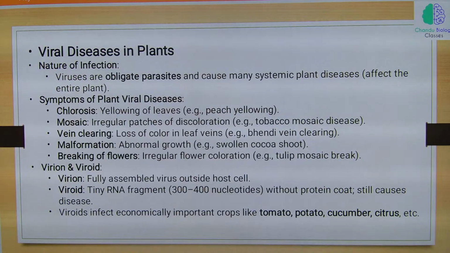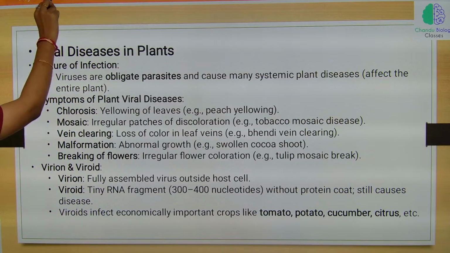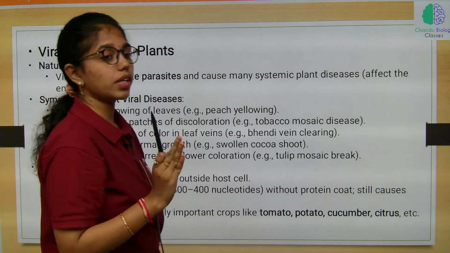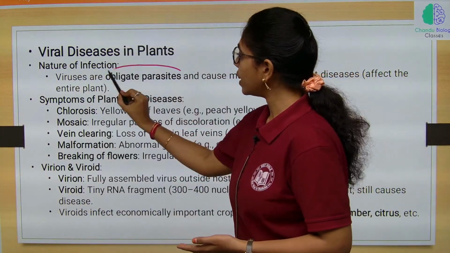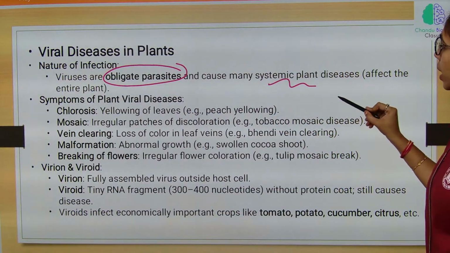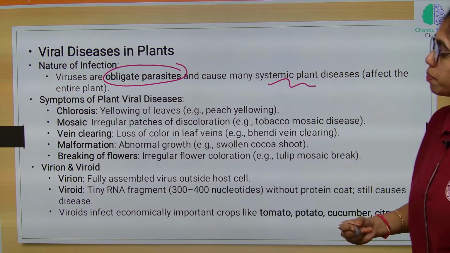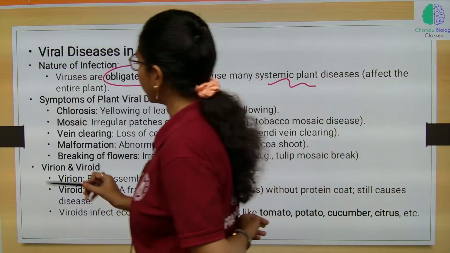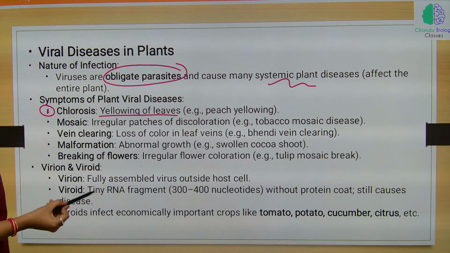Now let us look into the symptoms, diseases, and nature of infection of viral diseases in plants and bacterial diseases in plants. First, in virus. Virus nature of infection is always as an obligate parasite. Virus is always an obligate parasite, and this causes many systemic plant diseases which affect the entire plant. Symptoms of plant viral diseases include, first, chlorosis. Chlorosis means what? Yellowing of the leaves, for example peach yellowing.